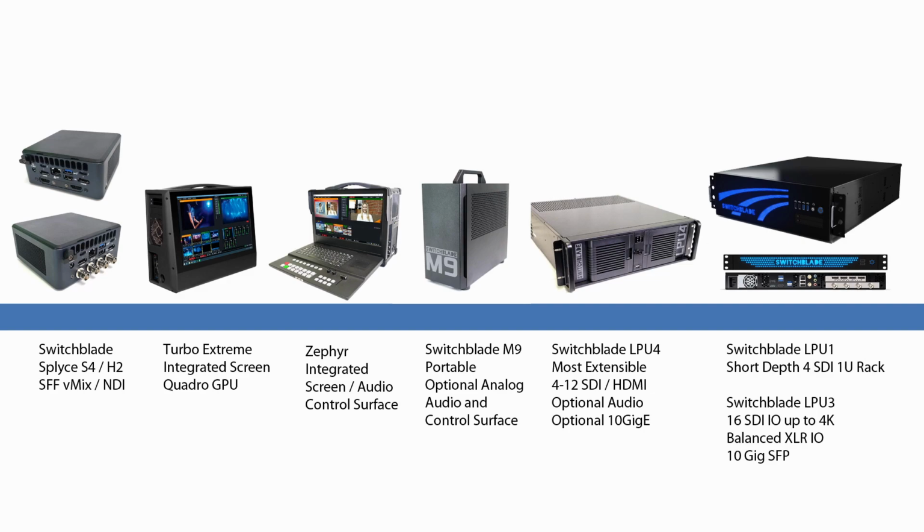Switchblade Systems has an entire portfolio of products. Starting from the left is the new Switchblade Splice S4 and H2. They are 4-inch square live production systems with either 4 SDI or 2 HDMIs. Next in line is the Turbo and the Zephyr. These are our portables with integrated screens. The Turbo is the high-end product.